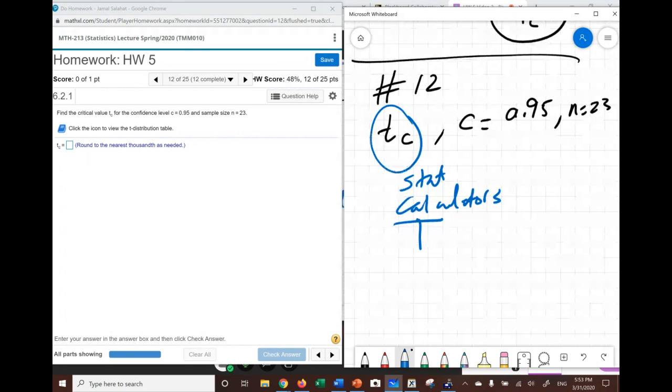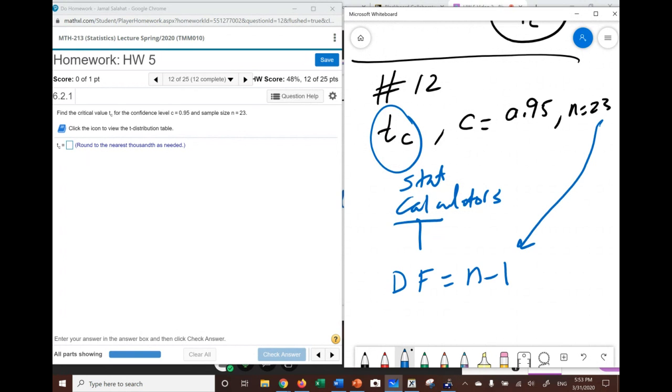And when you go to T, you're going to see a new window that will ask you for degrees of freedom. Remember, degrees of freedom is always N minus 1. And after that, you're going to fill the last box with the C. And by the way, I forgot to mention something in here, which is we must use the between. Anytime we talk about confidence levels, we have to use the between.